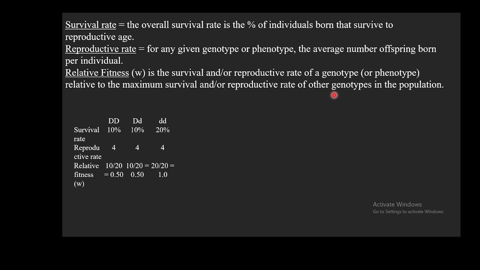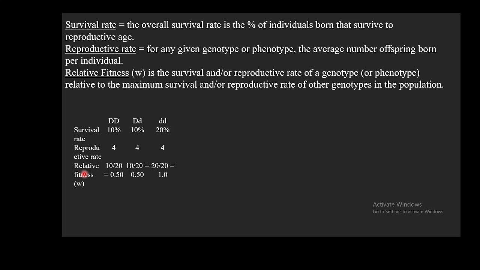So you can see this example. For example, survival is 10% for this genotype, 10% for the heterozygous genotype, and 20% for the homozygous recessive genotype. Here you can see the reproductive rate is similar. What does it mean? If the individual has the DD genotype, it produces only 4 offspring. If the individual has the heterozygous genotype, it will also produce 4. The average number of offspring is 4. Similarly, if the individual has small d, the average number of offspring produced is 4. So the reproductive rate is the same here.